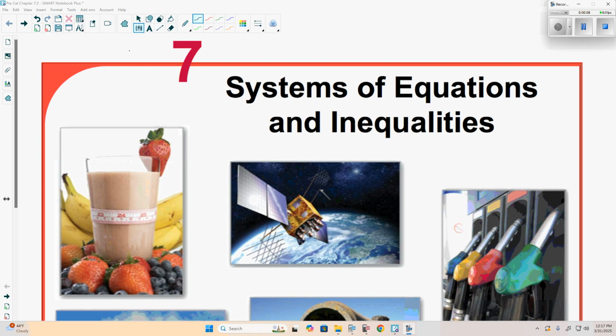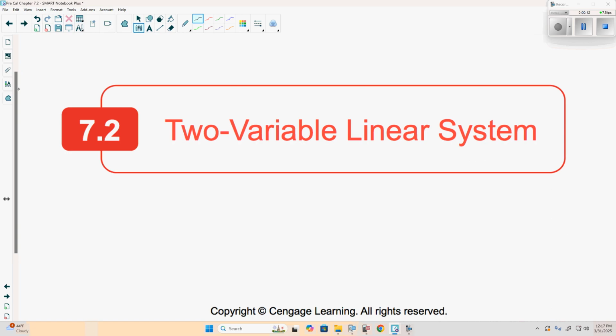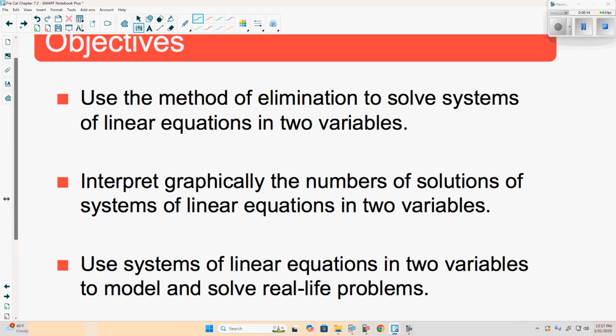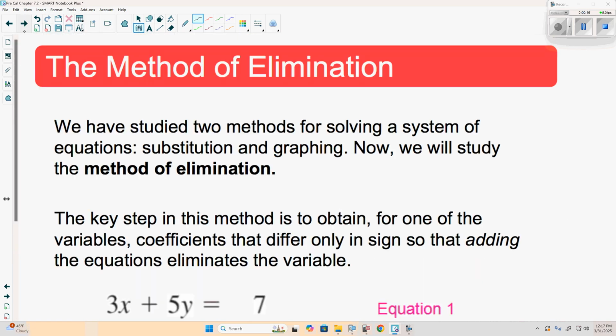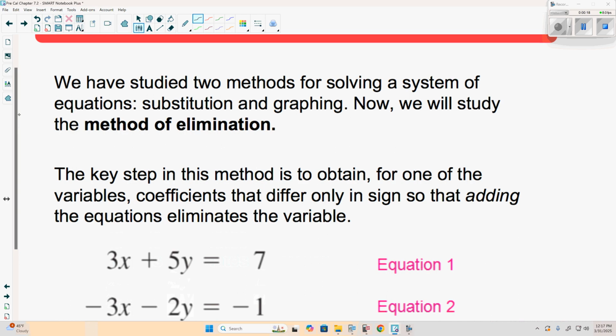All right, guys. Continuing our chapters on systems, two variable systems. So what we're going to be looking at today is elimination. We've done systems of equations before. We looked at it on Thursday. We're looking at it again with elimination.